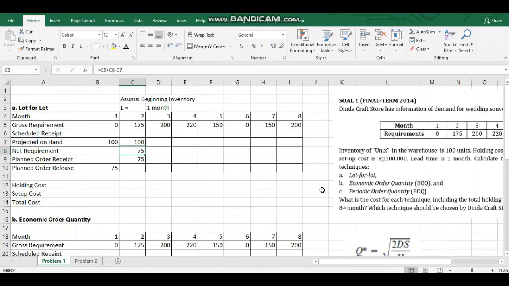So now it's already fulfilled this requirement. Our requirement is 175 units, and we could fulfill the requirement using our inventory or projected on hand plus the 75 units remaining. We use the planned order receipt that we received at this month. So basically that's the flow for doing this kind of problem.